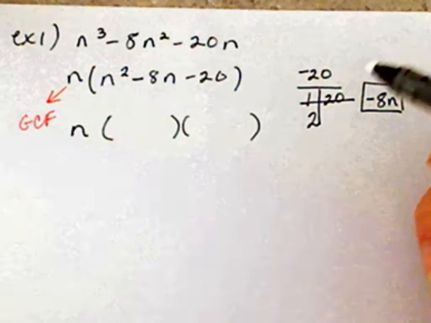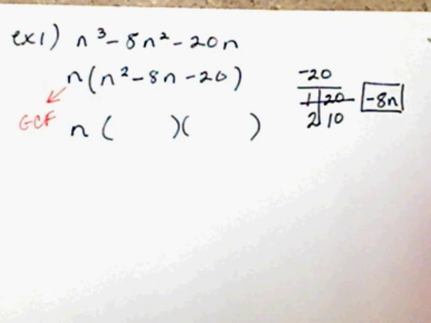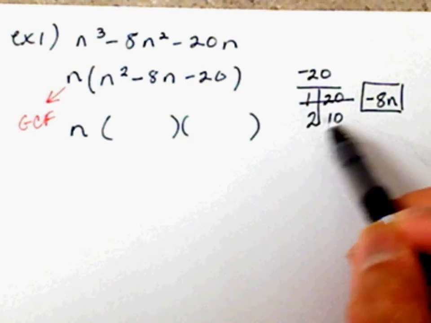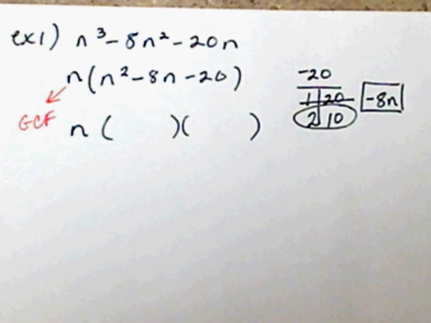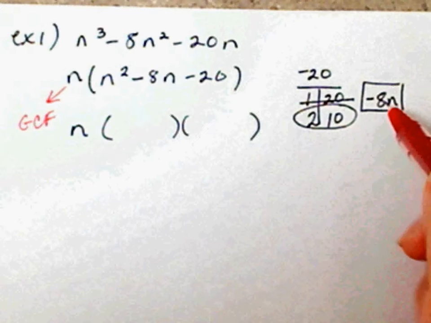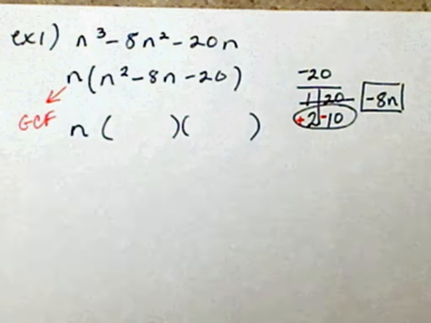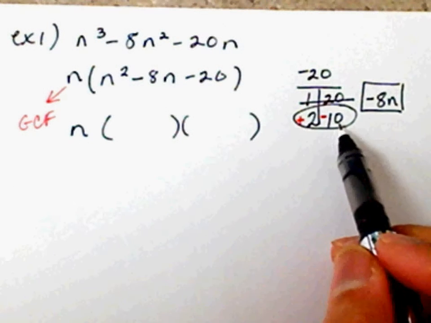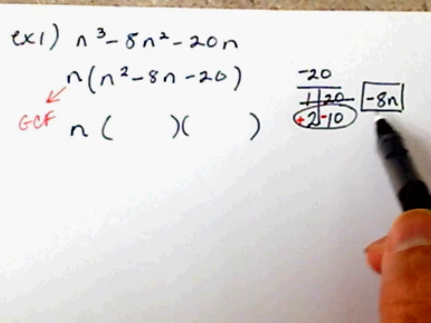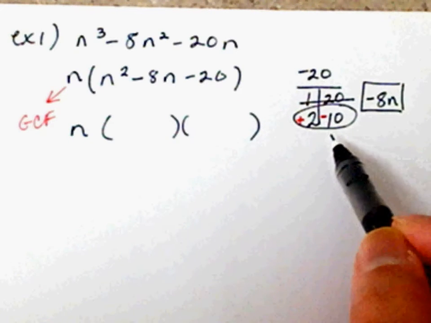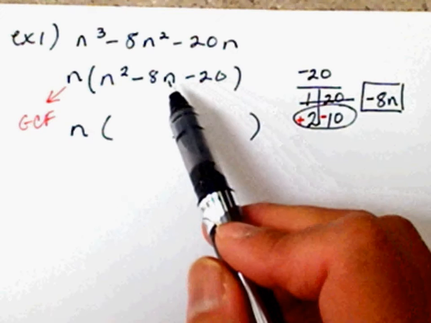You can also go 20 divided by 2 leaves you 10 because multiplications and divisions are inverses of each other. Do these two subtract to give you negative 8? And the answer is yes. For it to be negative 8, I want the 10 to be a negative and the 2 to be a positive. What is 2 times negative 10? Negative 20. What is 2 minus 10? Negative 8. So you have two numbers here that serve two purposes. They multiply to give you your last term, and they're going to subtract to give you your middle term.